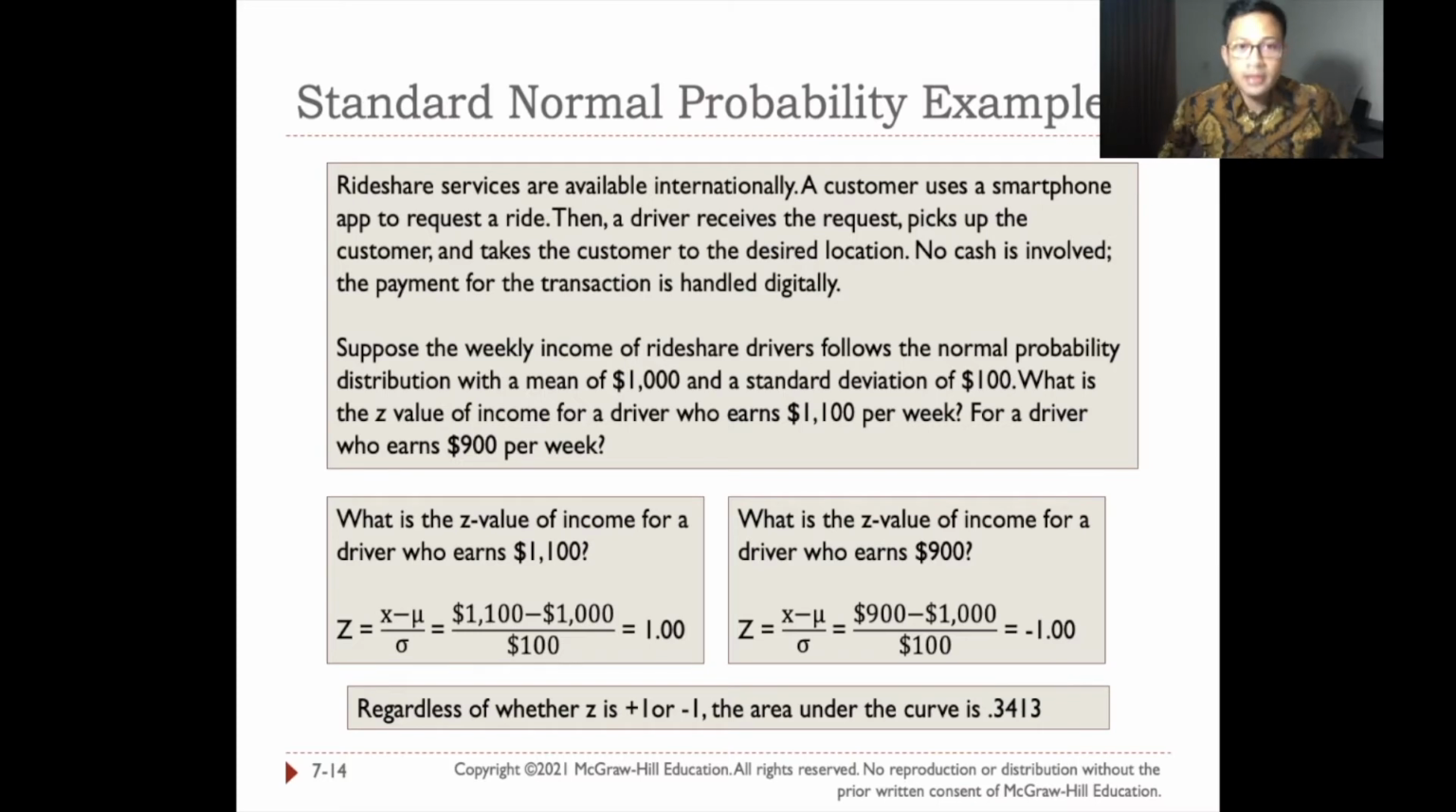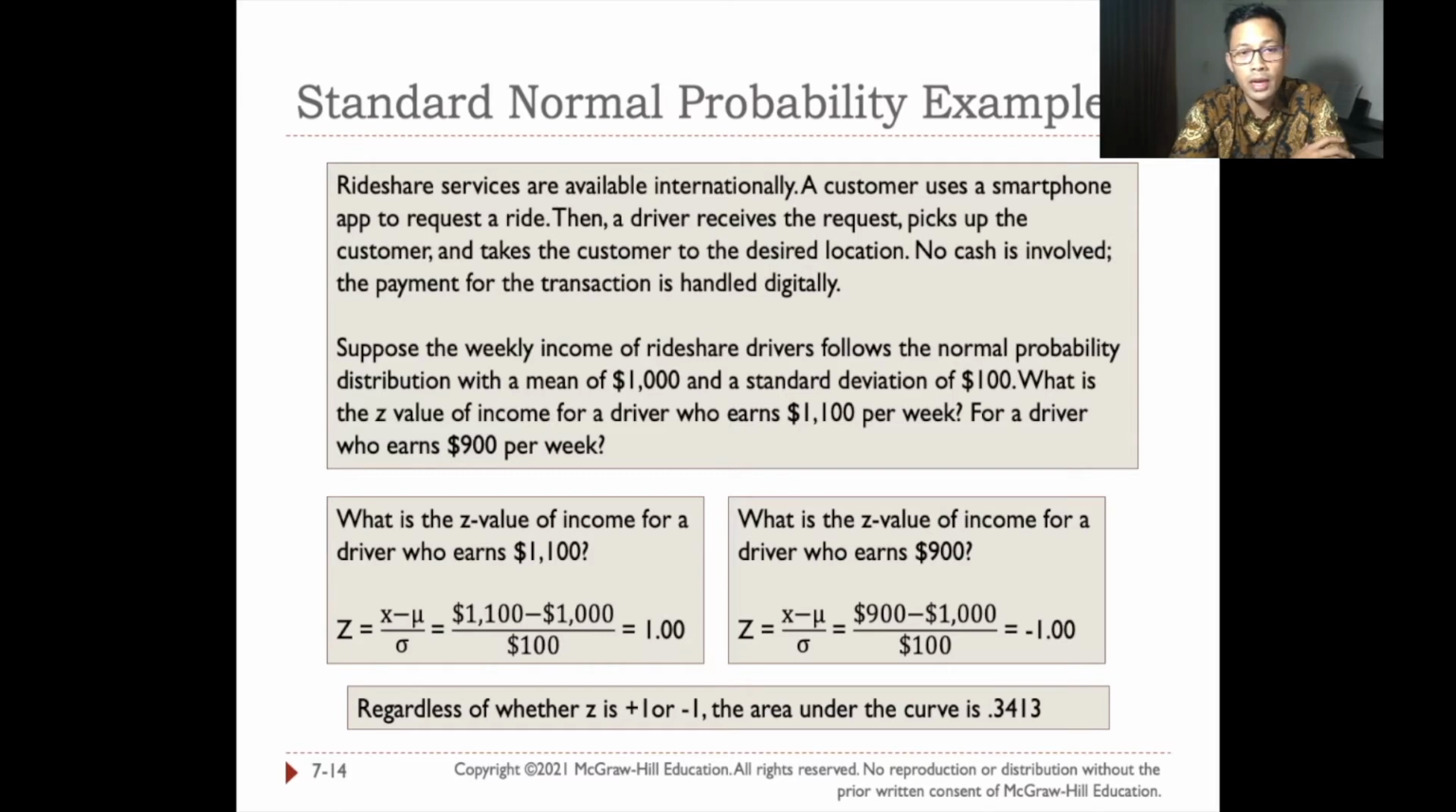So ride-share services are available internationally. A customer uses a smartphone app to request a ride. A ride driver receives the request, picks up the customer, and takes the customer to the desired location. No cash is involved. The payment for the transaction is all handled digitally. Suppose that the weekly income of rideshare drivers follows the normal probability distribution with a mean of 1,000 and a standard deviation of 100. What is the z-value of income for a driver who earns 1,100 per week, and for a driver who earns $900 per week?